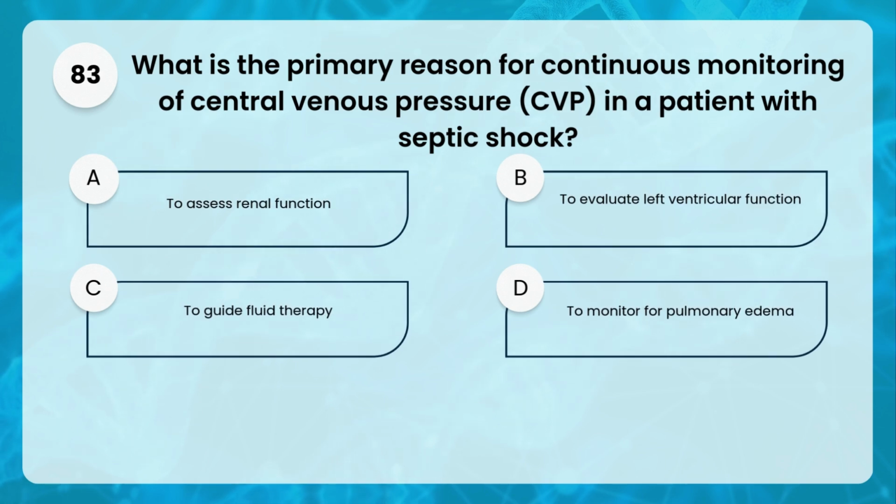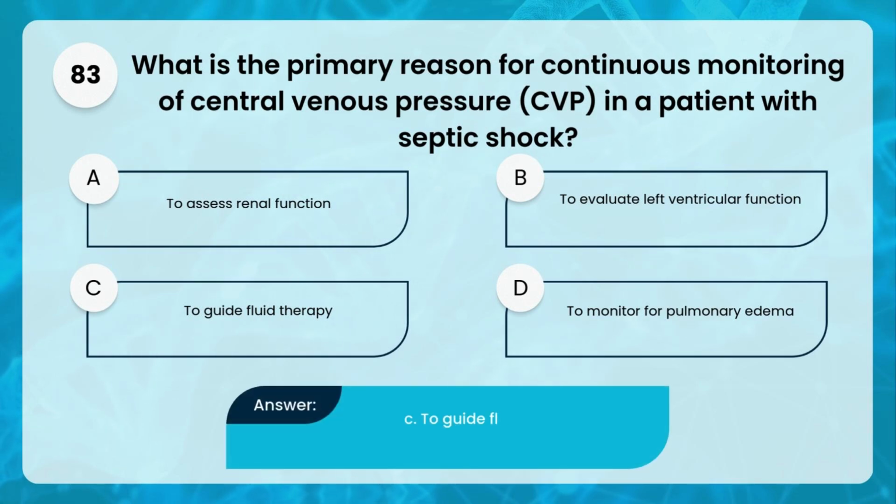83. What is the primary reason for continuous monitoring of central venous pressure, CVP, in a patient with septic shock? A. To assess renal function. B. To evaluate left ventricular function. C. To guide fluid therapy. Or D. To monitor for pulmonary edema. The answer is C. To guide fluid therapy.